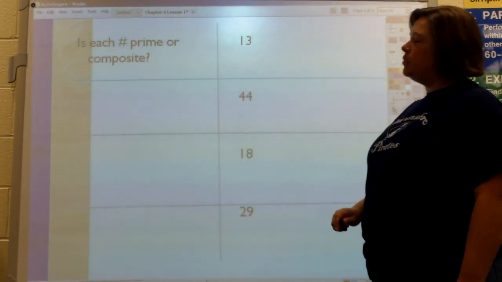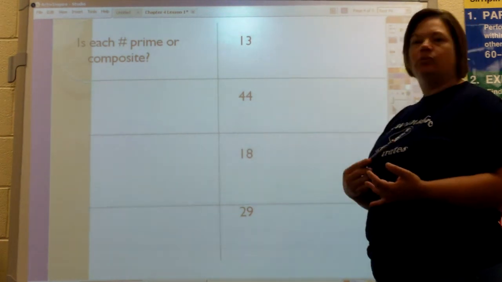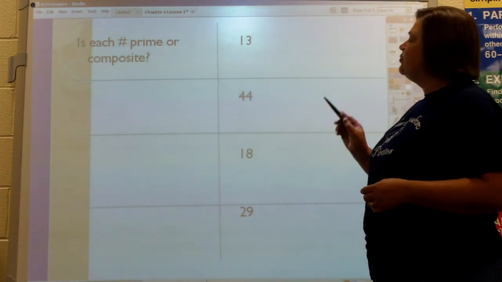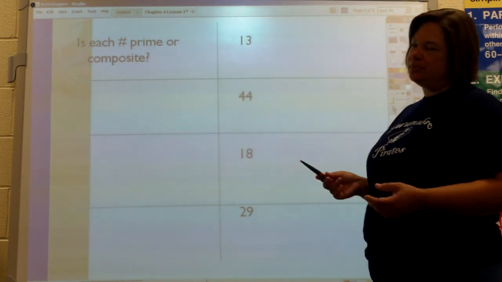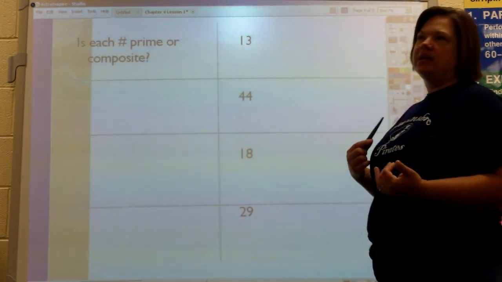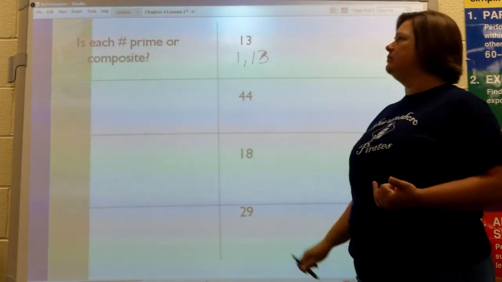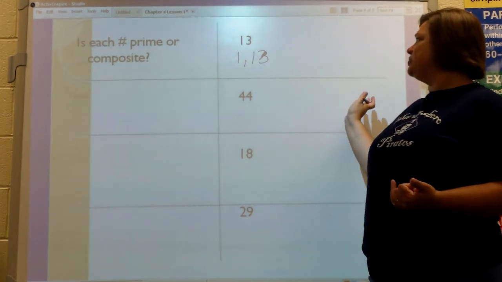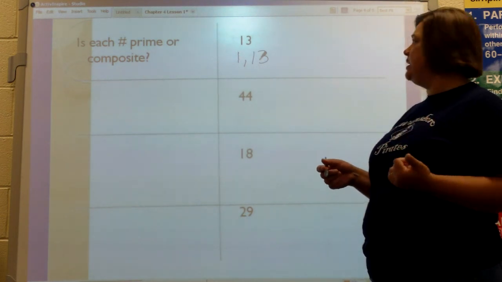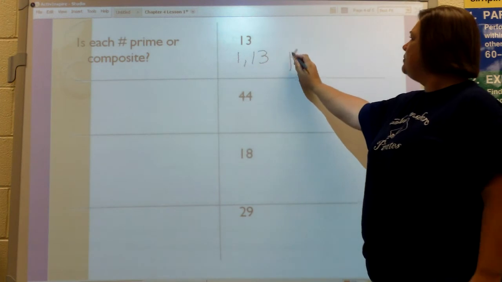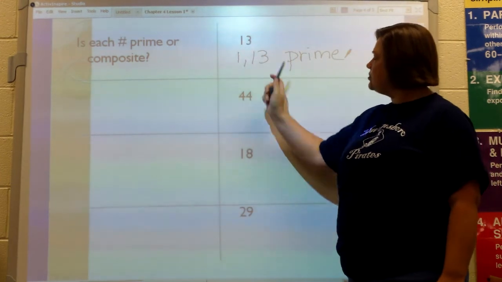Tell whether each number is prime or composite. Remember, prime numbers can only be divisible by 1 and itself, like for 13, 1 and 13 only, no other numbers. Composite numbers are divisible by 1, itself, and then some other number. So for 13, you have to think, can I divide 13 evenly by anything other than 1 and 13? I can't divide it by 2, 3, 4, 5, 6, 7, 8, 9. There are no other numbers, so that makes this a prime number. It's only divisible by 1 and itself, 13.